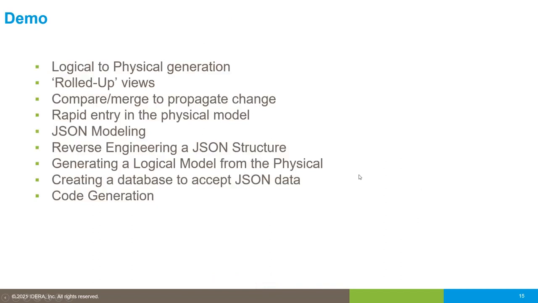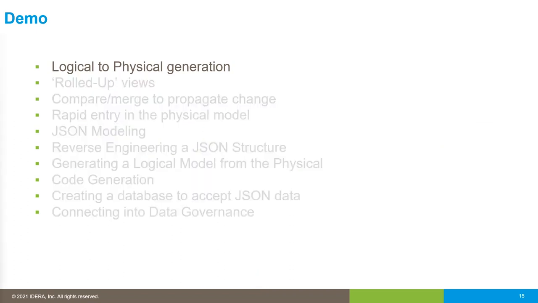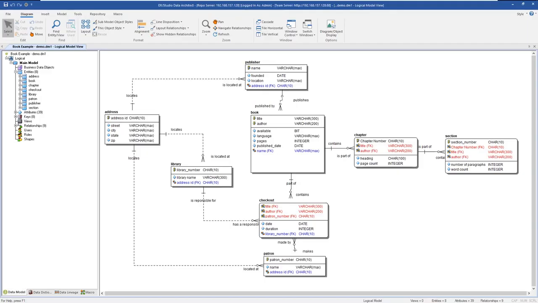So let's see how we can build these models within ER Studio. So I'm going to take you through a demo of a number of stages here. So first of all, we're going to take a standard logical data model, and we're going to use that to create a physical model of a Mongo structure. So here's ER Studio Data Architect.